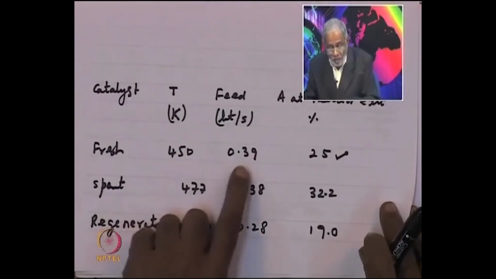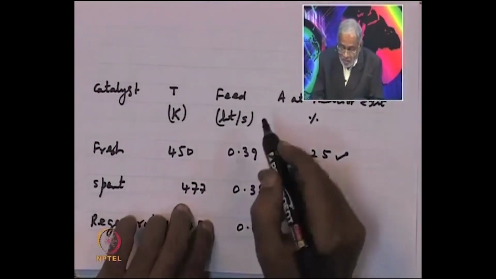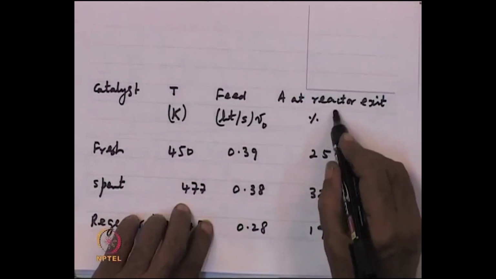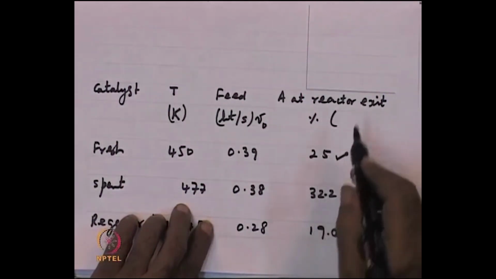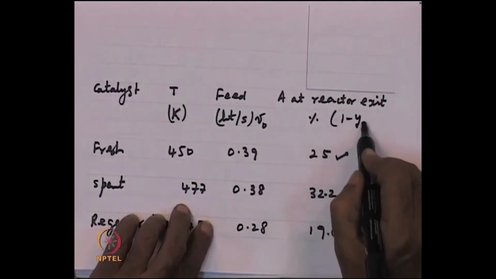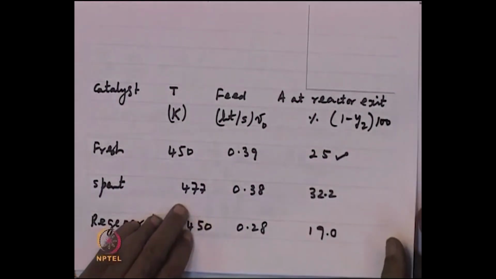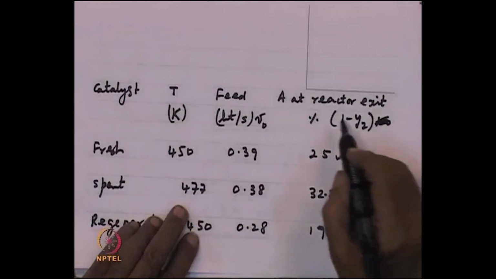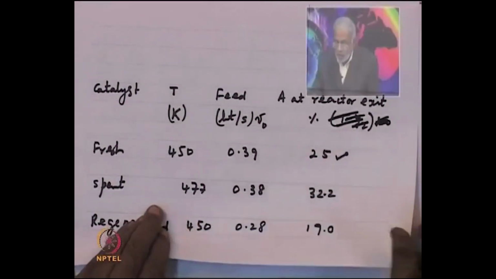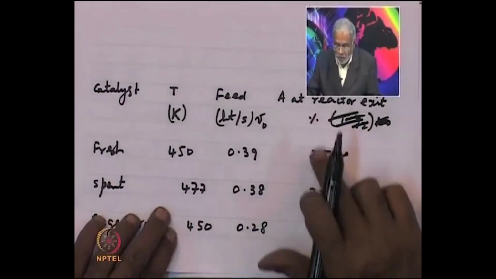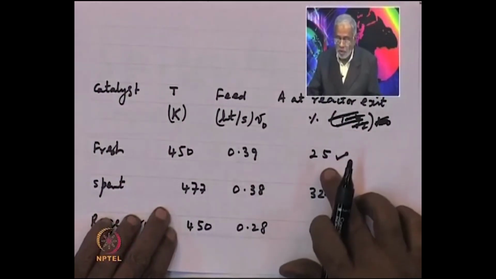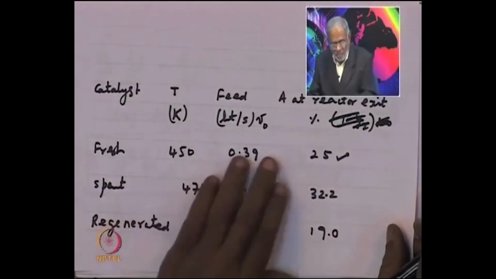Temperature is given, V0 is given, this is V0, this is V0, and what is this? This is actually 1 minus y2 multiplied by 100. So, everything is given, understand. So, 1 minus y2, we will not write it like this. That means if it is 25%, this is 0.25, and 1 minus 0.25 is y2. We know all that.